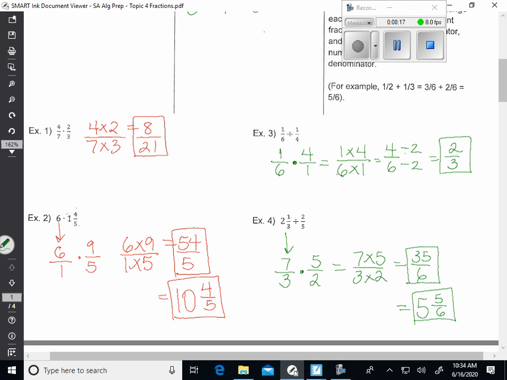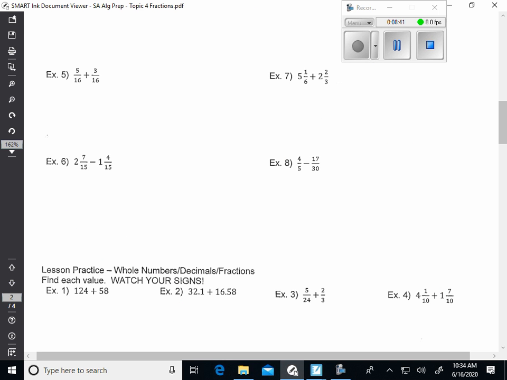So now we've done multiplication, we've done division. Now we'll get into adding and subtracting. Adding and subtracting is saved for last because there are 2 different scenarios for adding and subtracting: whether the denominators are the same or if the denominators are different. So let's go ahead and tackle that beast.